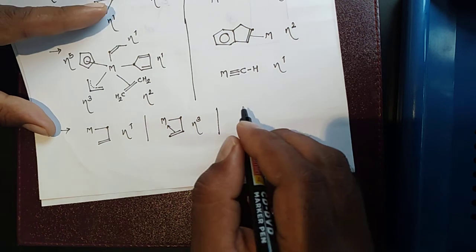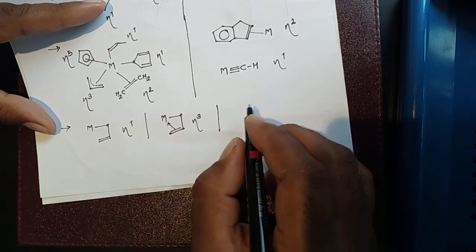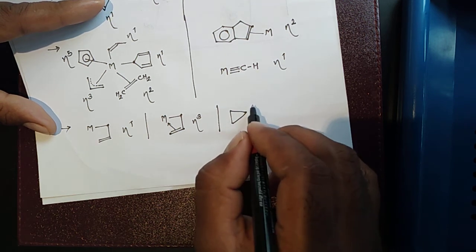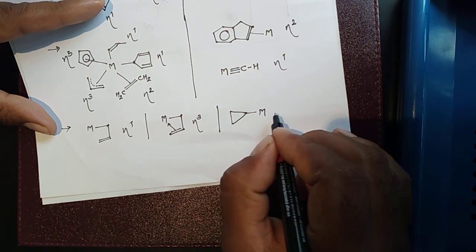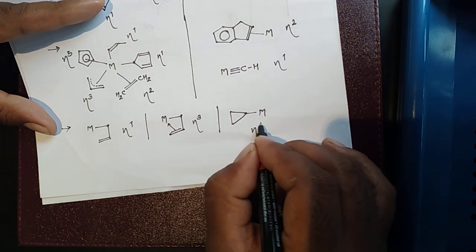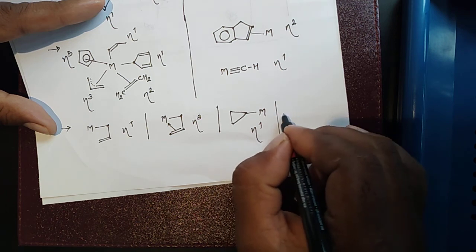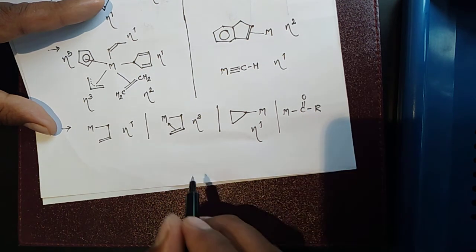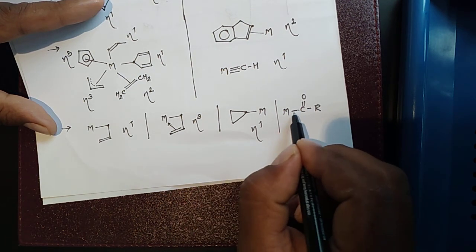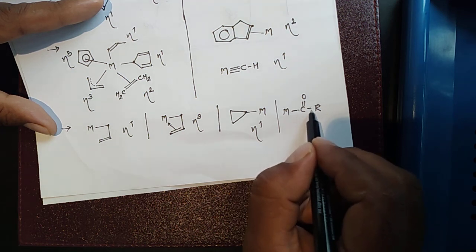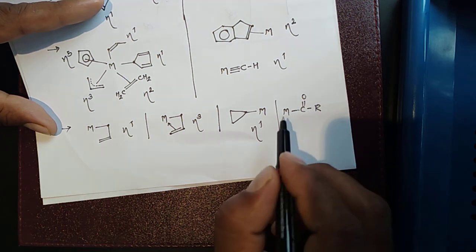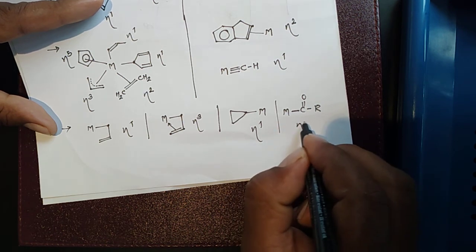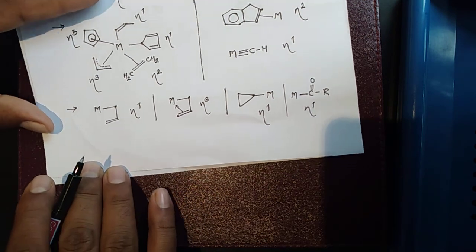Then a simple compound, having a metal, so hapticity 1. The metal having a carbonyl group and R. What do you think now? We don't have to think about what is attached to this carbon; we have to think only about this part. The metal is attached to only one carbon atom. So the hapticity is only 1.